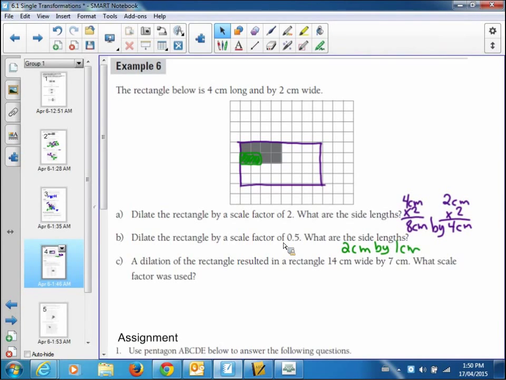The dilation of a rectangle resulted in 14 by 7. What scale factor was used? Well, let's just see here. If you want, you can set it up as the old, yeah, basically. You'd say, well, the 14, I'll go with blue on that. Yep, dilate by half, 0.5. So make it half the size for each side.